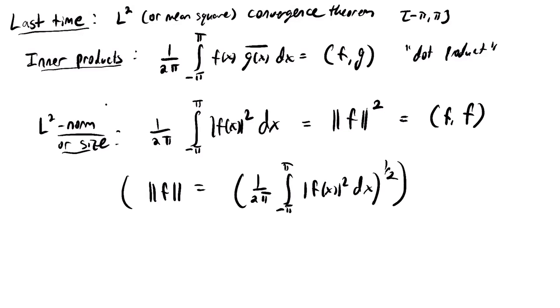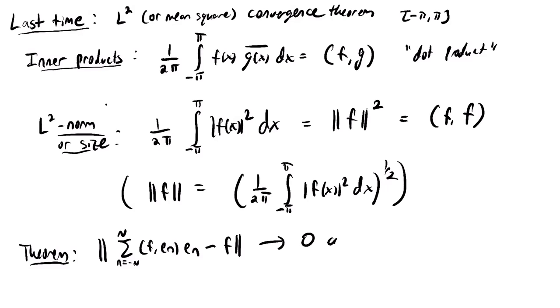And so we're discussing the following theorem, which says that if you look at the L2 norm, the size of the difference between the Fourier series partial sum of size n of your function and your function, this norm goes to 0 as n goes to infinity whenever the function f has finite L2 size. That is, whenever the L2 norm of f is finite, meaning if you integrate the square of f, then that's finite. So this is what we're discussing.